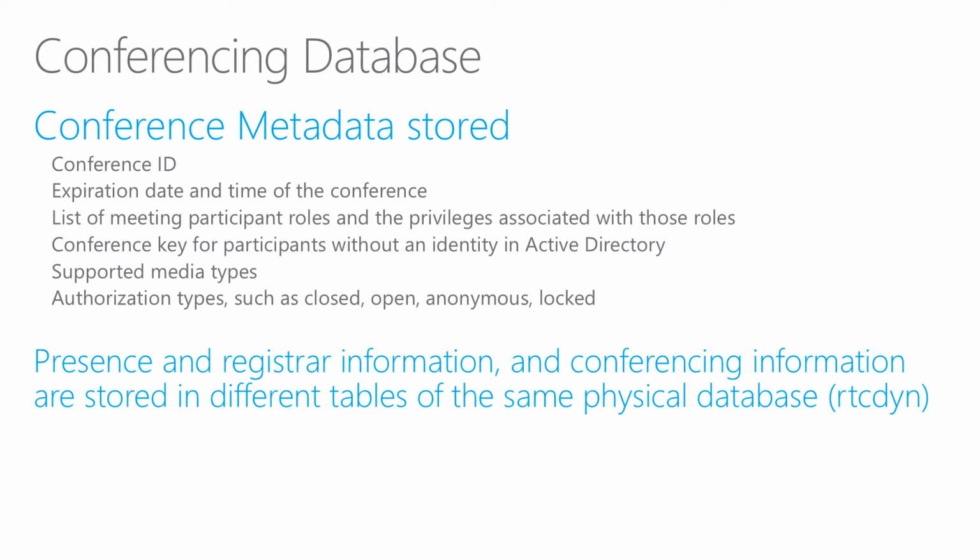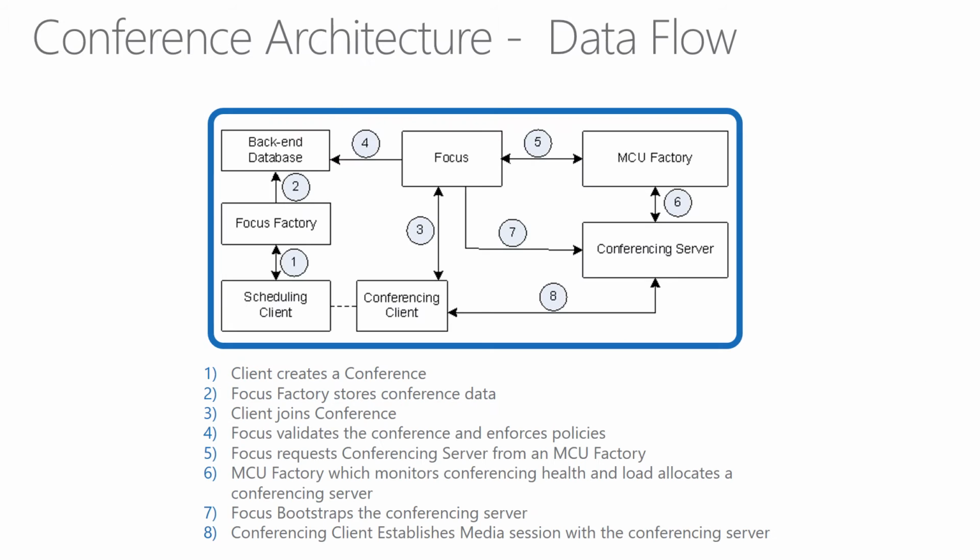The conference metadata that is stored as part of the conference database is as follows: the conference ID, expiration date and time of the conference, list of meeting participant roles and the privileges associated with those roles, the conference keys for participants without an identity in Active Directory, supported media types, and authorization types such as closed, open, anonymous, or locked. Presence and registrar information and conferencing information are stored in different tables of the same physical database, RTC DYN.